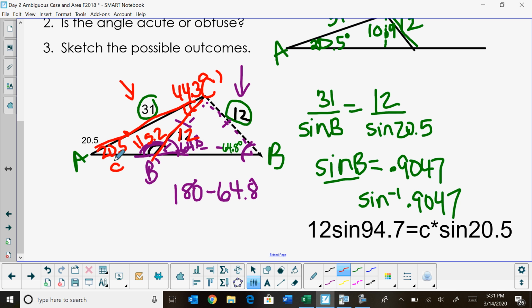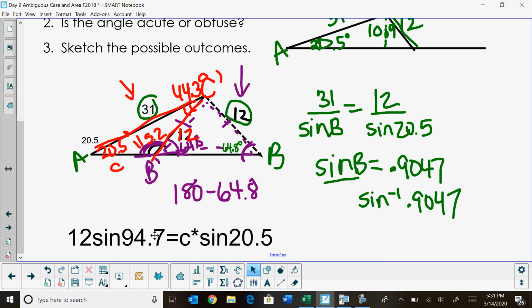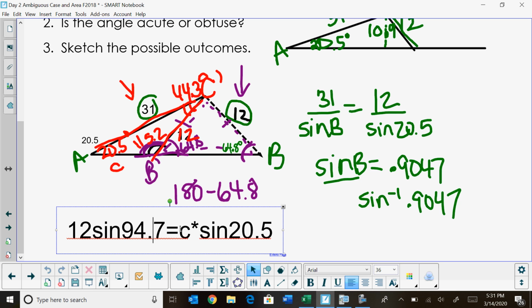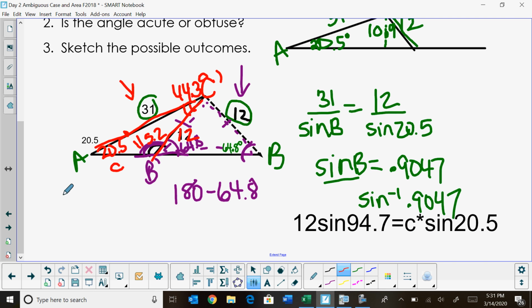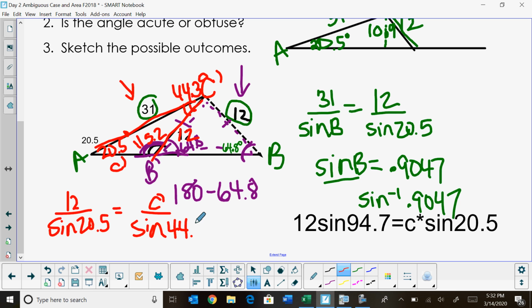And then what about little side C? Little side C, I can calculate the way I did the first time. Let's set up the ratio. I can take side A, which is 12, over sine 20.5, which is angle A, and set it equal to the side C, which we don't know. That's now little side C, so let's call that little side C prime, opposite sine of big C, which is our new C, 44.3. So cross multiplying, 12 times sine 44.3 is equal to C times sine 20.5.